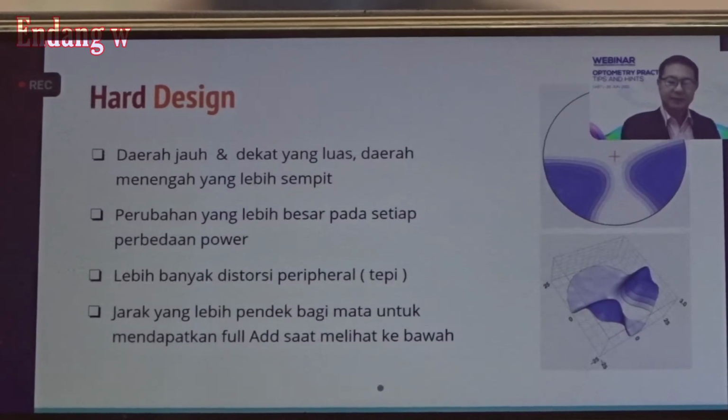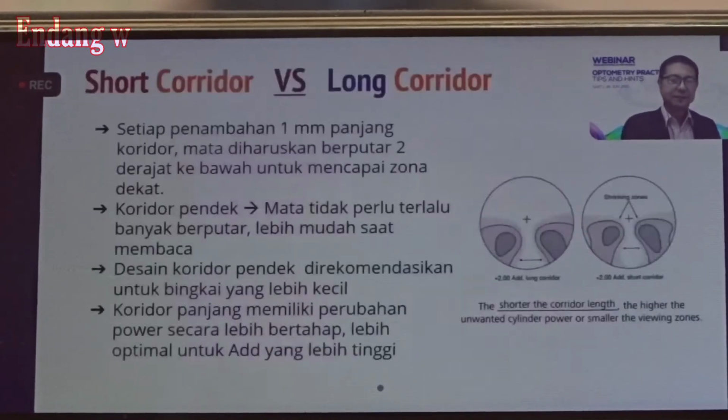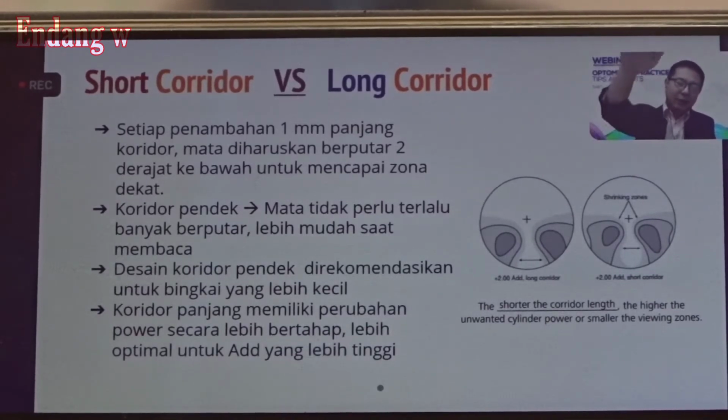Okay, as we move to the next one, we are talking about the long corridor and the short corridor. So what is a short corridor? In this talk we are talking about short corridor versus long corridor. When your corridor is short, every 1 mm that your eye looks downward is actually 2 degrees for you to see the vessel. The advantage of a short corridor is that when you look down, you can read here.